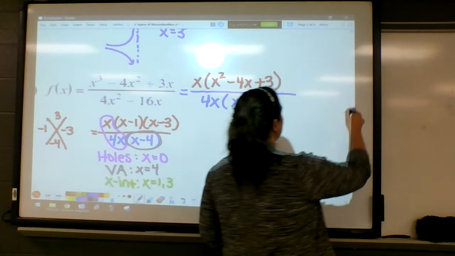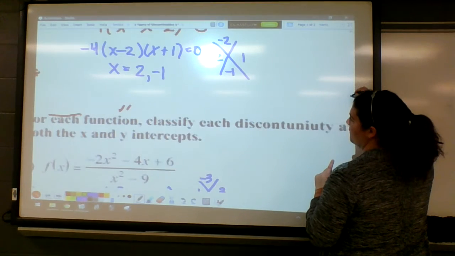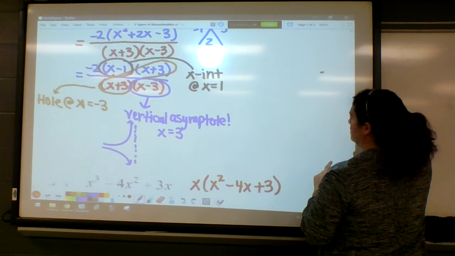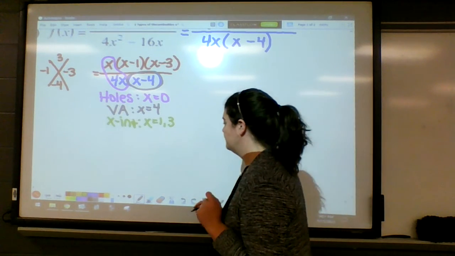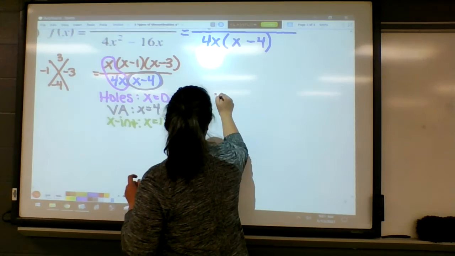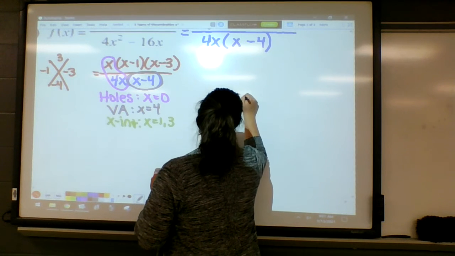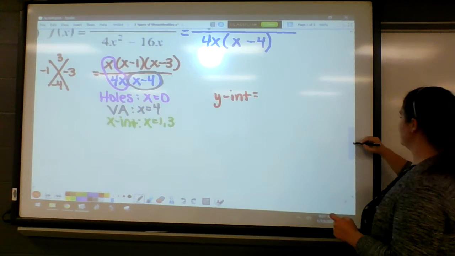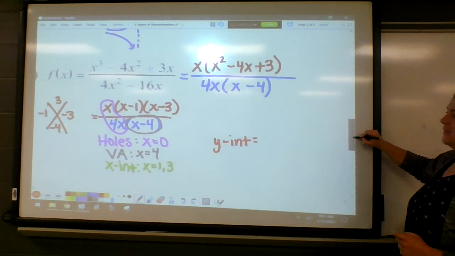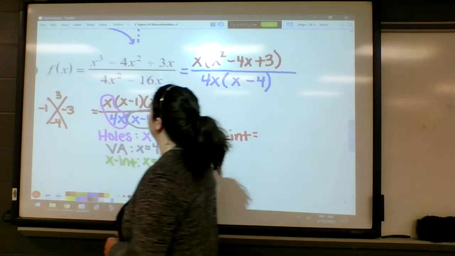All right, and last but not least, we do need to find that y-intercept. Thanks for reminding me about that. Y-intercept. And how do you find y-intercept again?